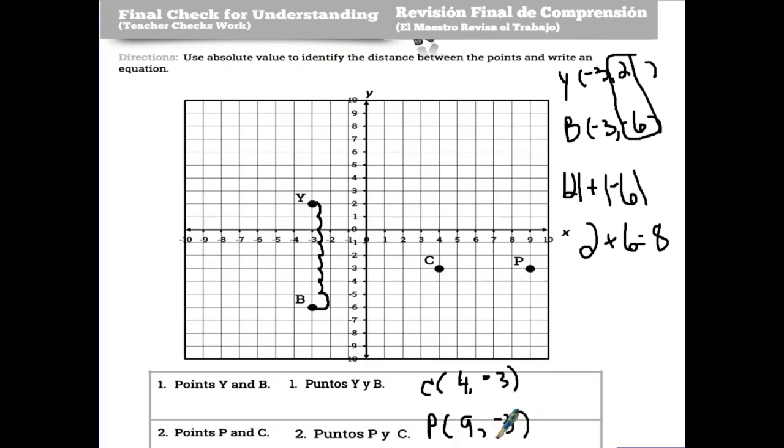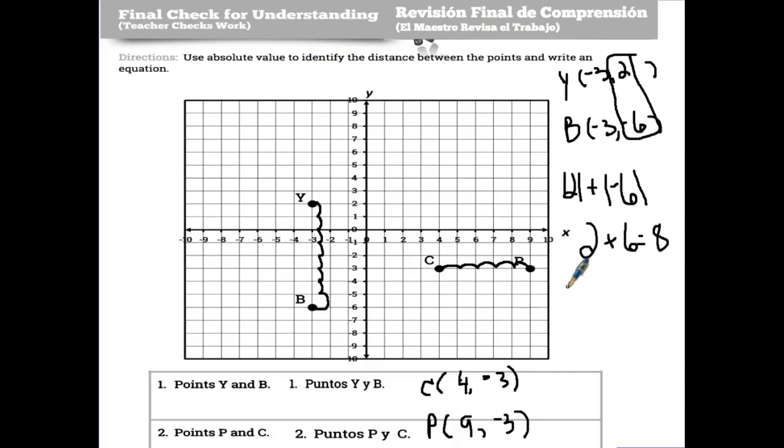So I notice my y coordinates are the same, so I'm going to use the absolute value of my x coordinates. But before I do that, I'm going to count, and then I'm going to confirm using absolute value. So I'm going to count from P to C, and there's 1, 2, 3, 4, 5. Okay, and I'm looking at the order here in case you were wondering, why didn't I go from C to P? It wouldn't make any difference. It would still be a distance of 5.